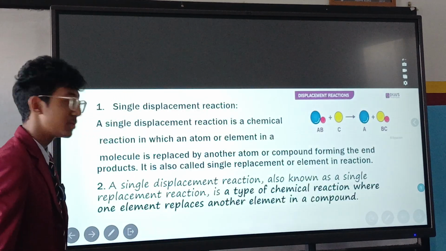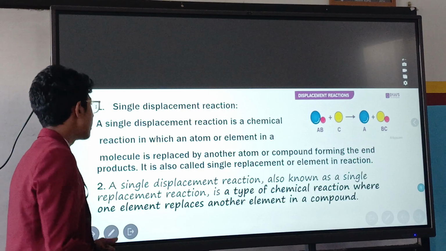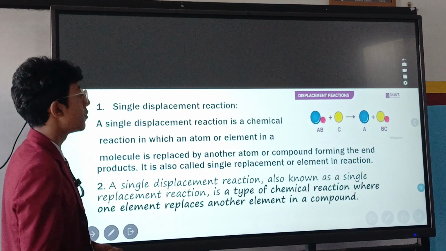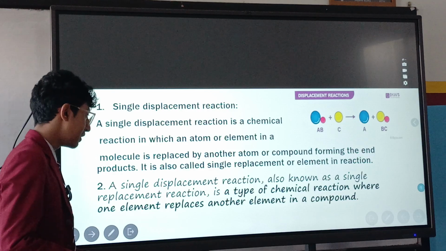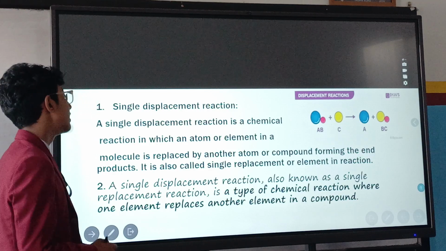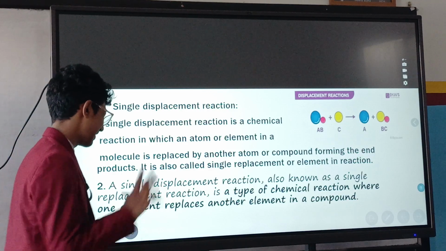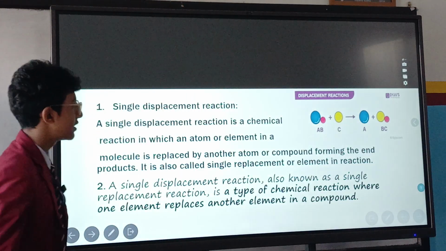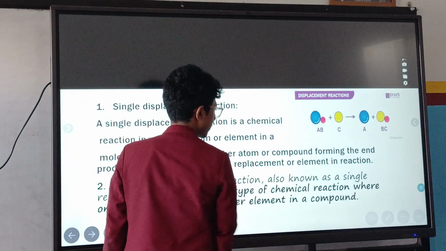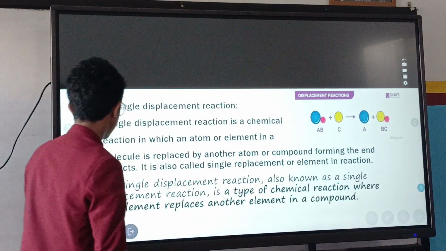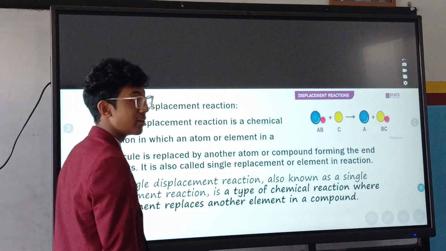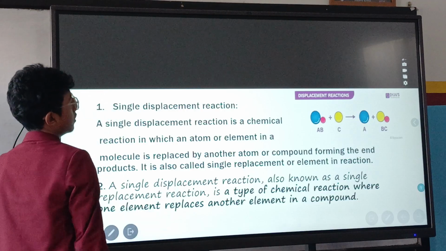First one is single displacement reaction. In these reactions, an atom or element in a molecule is replaced by another atom or element, forming the end products. That is called a single displacement reaction. Examples are also given: AB plus C gives A plus BC. A single displacement reaction is also known as a replacement reaction. Definitions are also given.